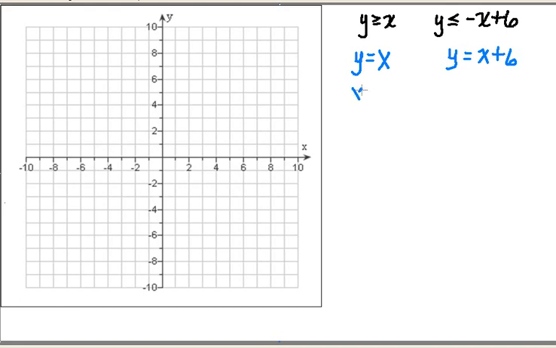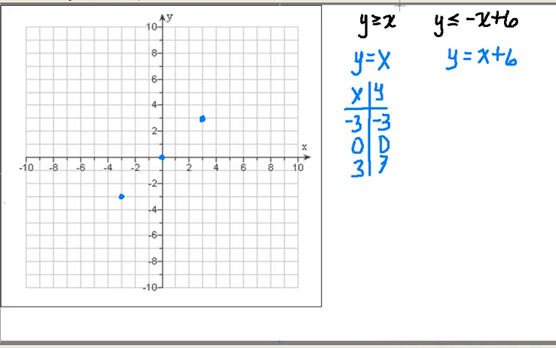The easiest way to do that is just to generate some points to put on our graph. So when y equals x, I'm going to have minus 3, minus 3, 0, 0, and 3, 3. Now I'm just going to come to the graph and plot that. Minus 3 would be here, 0, 0, and then 3, 3. And now I'm just going to connect the dots.